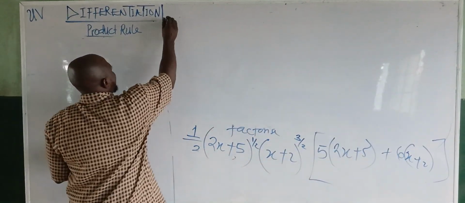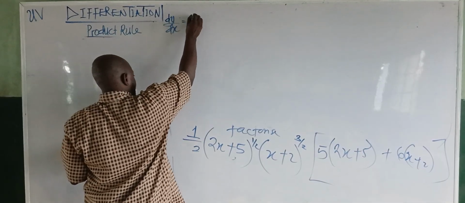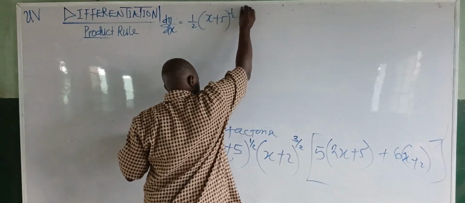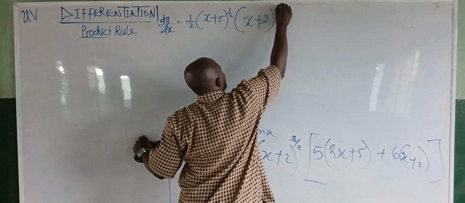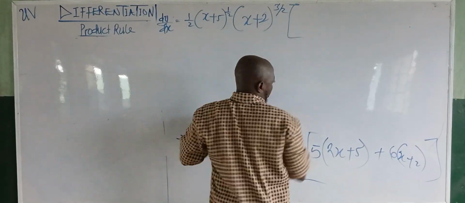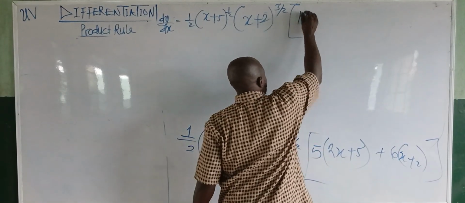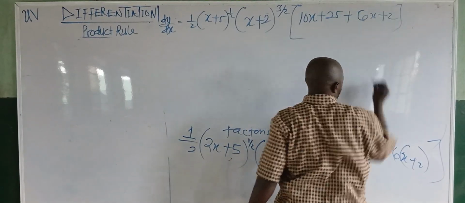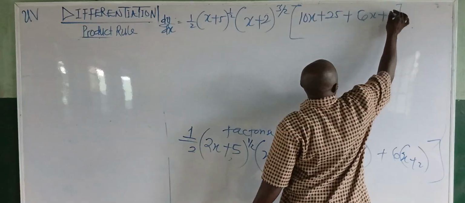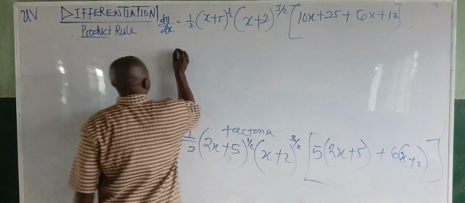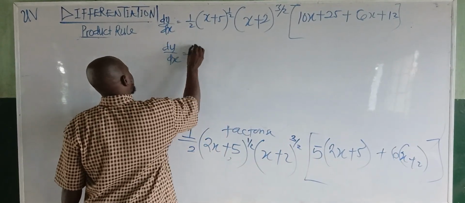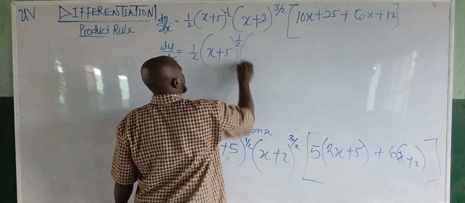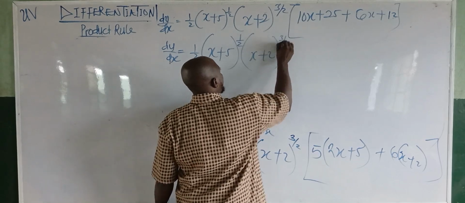So now repeat the bracket, repeat everything, please, down there. I'm having 1 over 2, x plus 5, then 1 over 2 here, into bracket x plus 2. I'm having 3 over 2 here. Then open this bracket. If you do that, I'm having 10x here plus 25 here plus 6x here plus 12 here. That's what I'm having. 6 times this one will give us 12. That's 6 times 2 there. So repeat that out. I'm having this 1 over 2. This will give us x plus 5, 1 over 2, x plus 2, 3 over 2.